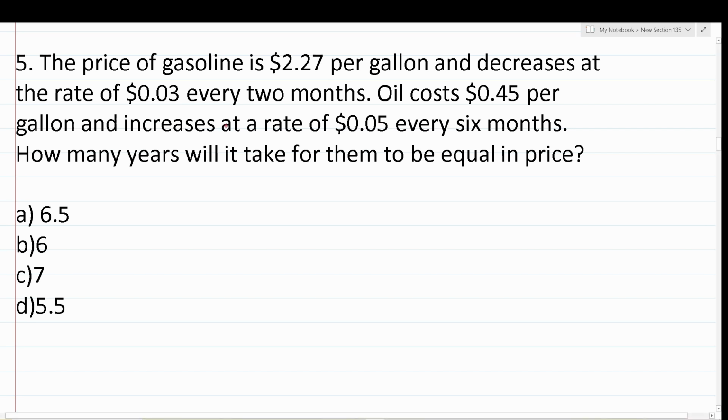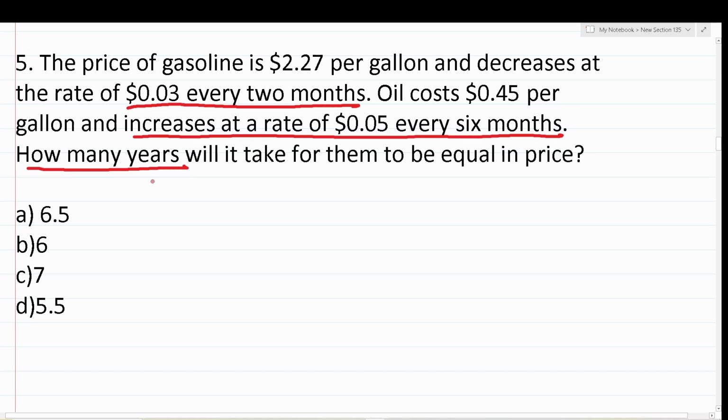So the first thing I want to point out is this. We're told that the price of gas decreases 3 cents every 2 months. The price of oil increases 5 cents every 6 months. And we want to know in how many years it will take for them to be equal in price. So we're given 3 different rates: decrease in terms of 2 months, increase in terms of every 6 months, and how many years.